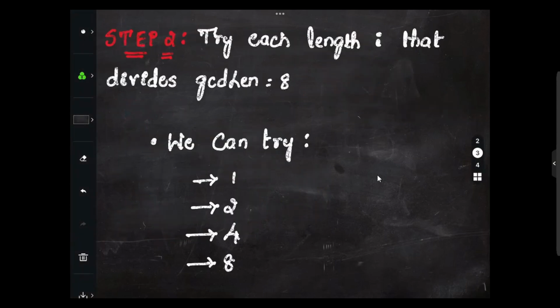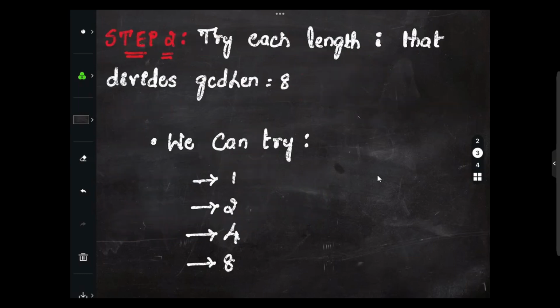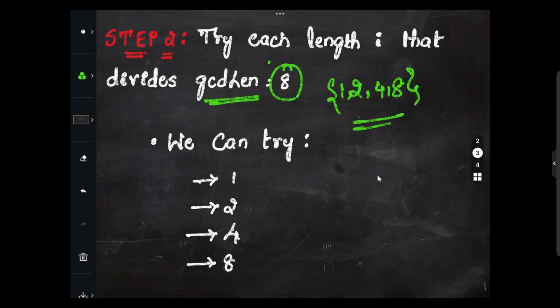So let's move on with the next step. First, we got the length of S1 and S2, and then we went on calculating the GCD. GCD of 8 and 16 gave us 8. I hope this is clear. The next step is we try each length I that divides the GCD length. The GCD we got here is 8, so in this case we can try 1, 2, 4 and 8. GCD itself is 8.